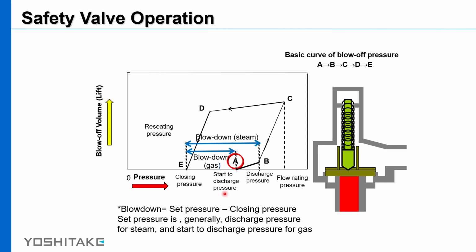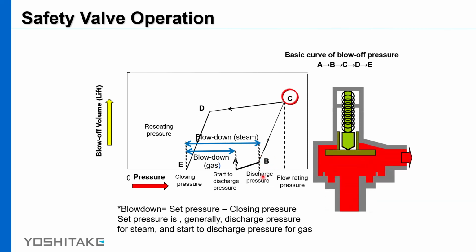Generally, the start to discharge pressure is the set pressure for gas. When the pressure increases further, the valve takes the action of discharging fluid as the opening pressure, due to the sudden rise of the valve disc. The set pressure is the pressure at which the safety valve begins to open.